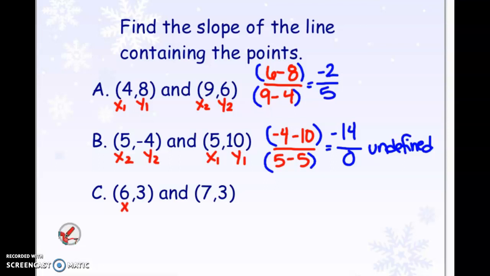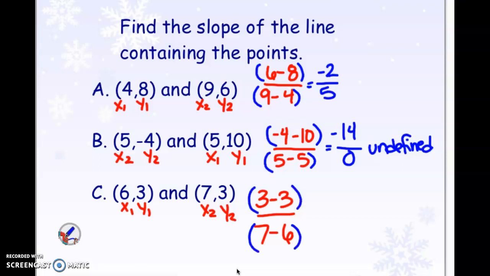Next, I'm going to go back to labeling them, the first one 1 and the second one 2, because that's easier to read. Y2 subtract y1 divided by x2 subtract x1. Use parentheses. 3 minus 3 is 0. Divided by 1 is 0.